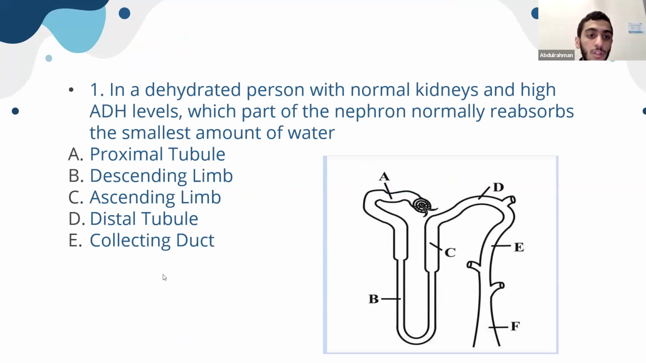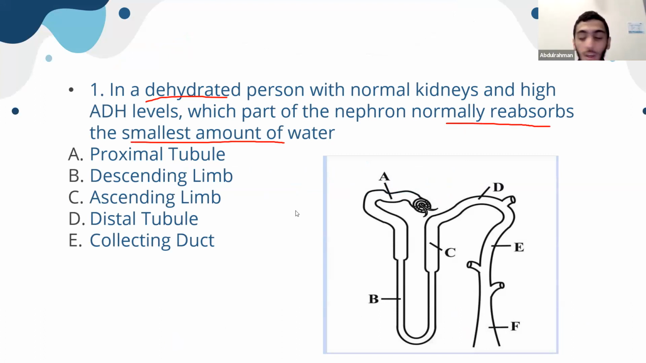Okay, the first question is: in a dehydrated person, this is your clue, dehydrated person, with normal kidneys and high ADH levels, which part of the nephron normally reabsorbs the smallest amount of water? I said this is your clue, but with a lot of the questions you get, the entire scenario is given, and then the last question is something completely unrelated.